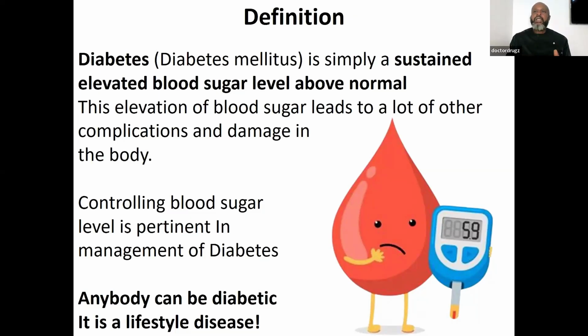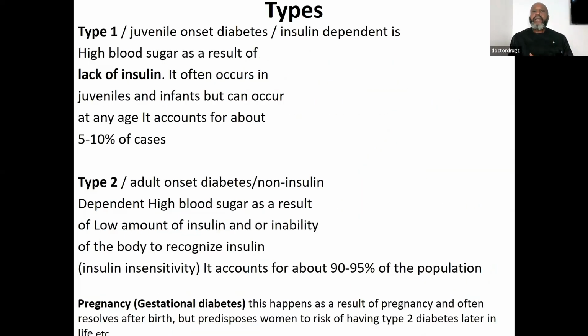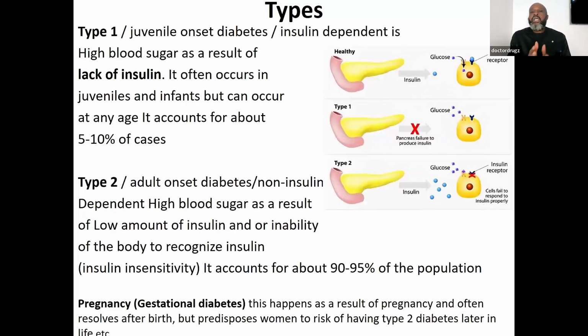Now, anybody can be diabetic at any time. That means it depends on one's lifestyle. We'll talk about that shortly. So let's just know that anybody can be diabetic. It's a lifestyle disease. And its types include type 1, or juvenile onset, or insulin-dependent diabetes. That means it's as a result of lack of insulin and happens in about 5 to 10% of cases.